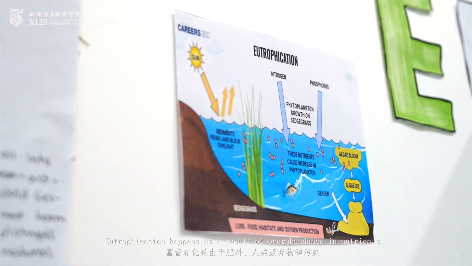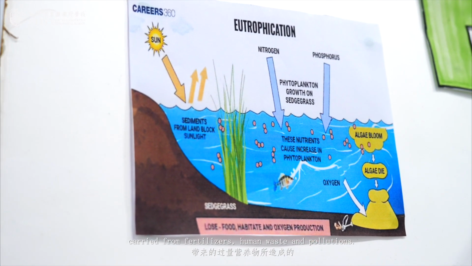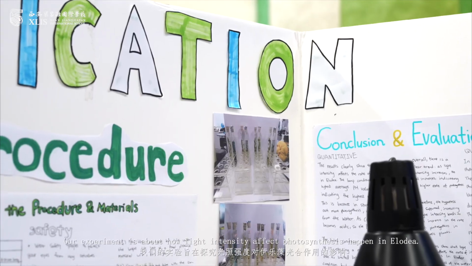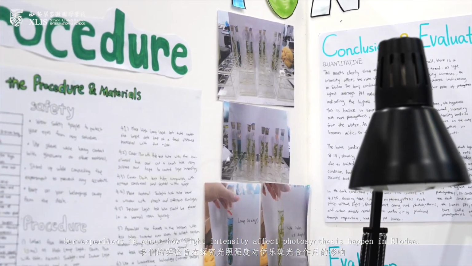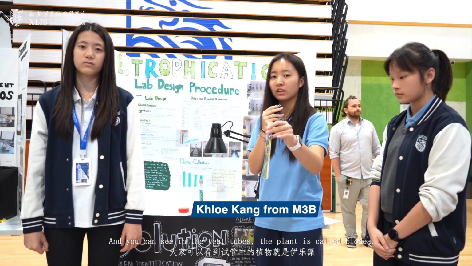Eutrophication happens as a result of an overabundance of nutrients carried from fertilizers, human waste, and pollution. They are all later carried into aquatic bodies like rivers or oceans. Our experiment is about how light and density affect photosynthesis in Elodea. And you can see in the test tube, the plant is called Elodea.